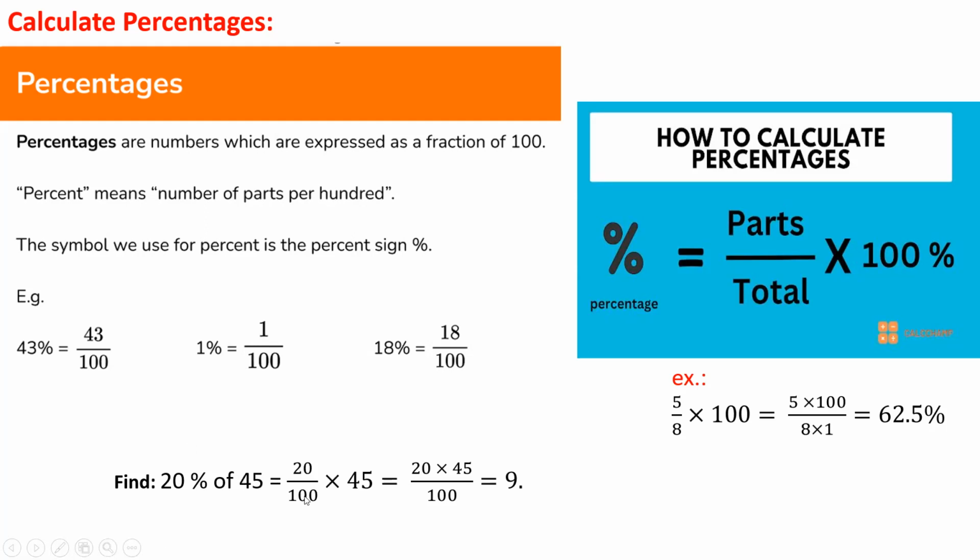20% of 45, what does this mean? It is 20/100 times 45. 20% means 20 out of 100. So the percentage is written as a fraction of 100. 45 is also over 1, and we get 9. Now, if I have a percentage and I want to write it as a fraction, simply, 43% is 43 out of 100. 1% is 1 out of 100. 80% is 80 out of 100.